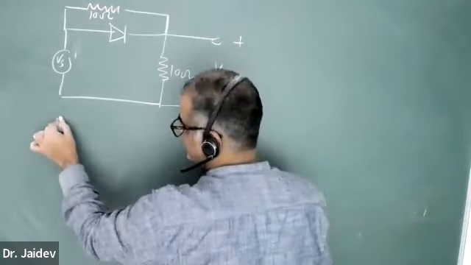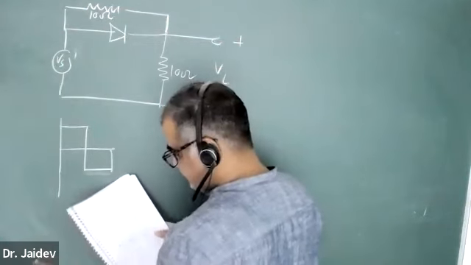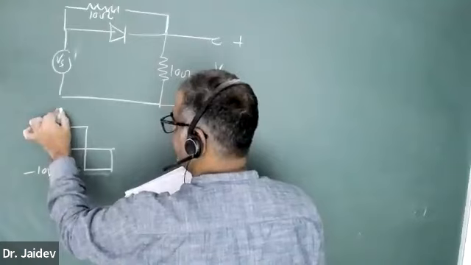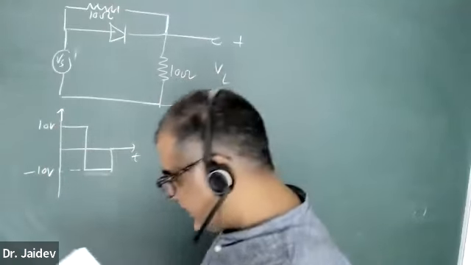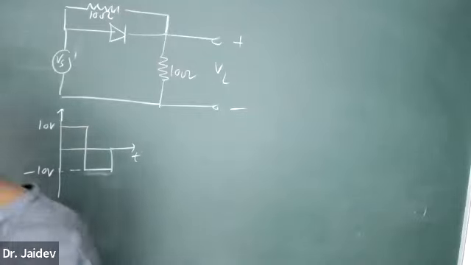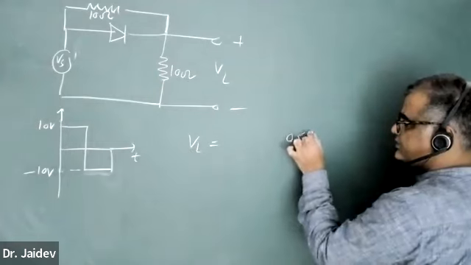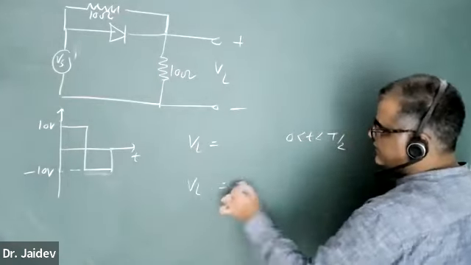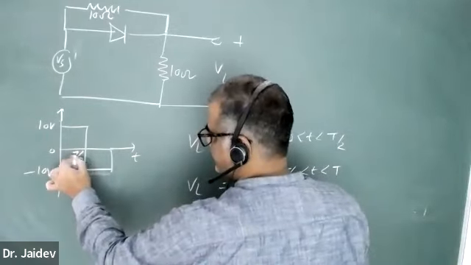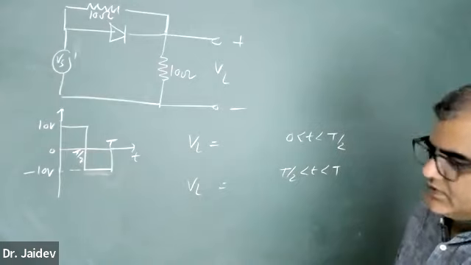And my Vs is a square wave. This Vs is a square wave of 10 volt, and this is your minus 10 volt, okay? And this is the function of time. Now, batao, kya aega? V load kya aega? First cycle mein or second cycle mein? So when I am applying the positive cycle, what is my VL for time period 0 to T by 2? And what is my VL for time period T by 2 to T? Say this is 0, you say this is T by 2, and say this is T. Batao. The value is 10 volt.